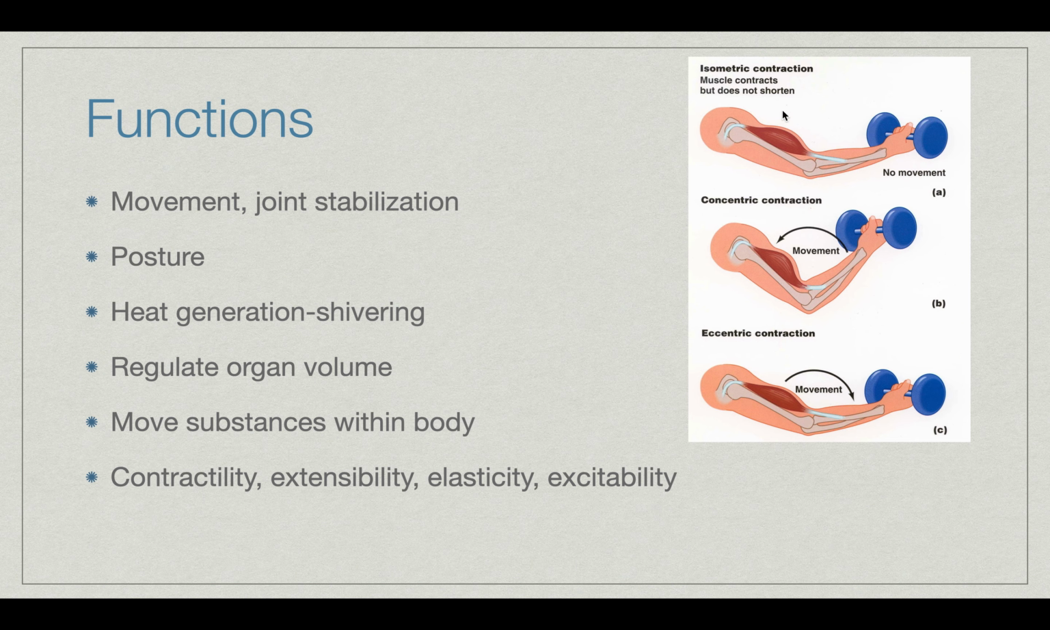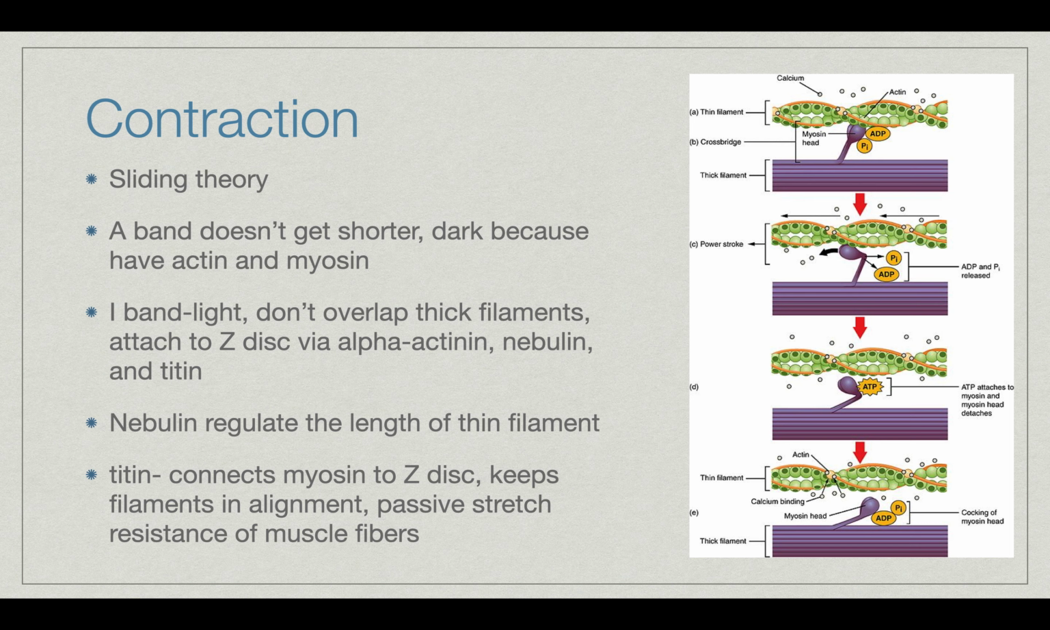And these are the different kinds of contraction. The isometric contraction is when you're just holding a weight. Concentric is moving the weight towards the origin of the muscle, so the muscle will contract. Eccentric is moving away. Contraction has a sliding theory, pardon me, and that means that the bands will slide over each other when contracting, and that is how the muscle shortens.